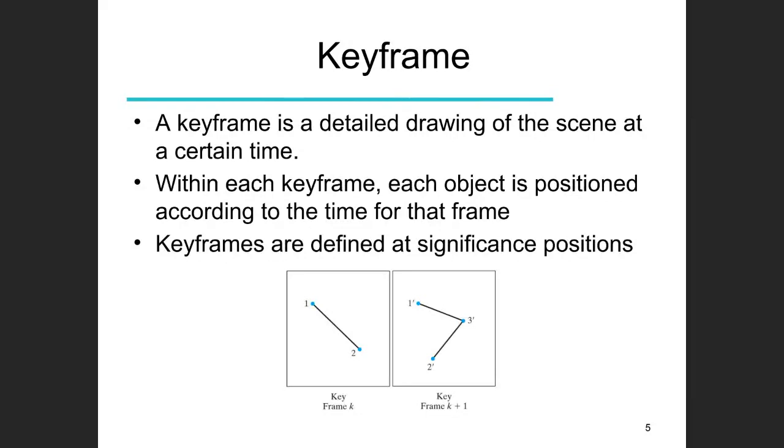Now in animation, when we are synthetically creating the animation using the computer, we are generating the frames. Frame means images or pictures. Some of the frames are quite important, so they are called keyframes. That's why we use the word key, meaning that they are important. A keyframe is a detailed drawing of a scene at a certain time.